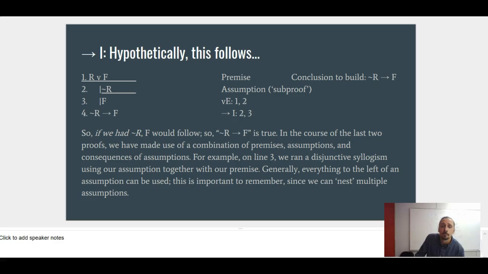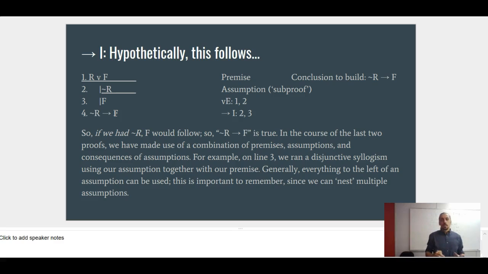Well, easy. I assume not R, right? And I create a little vertical line there. And I say, look, if not R, then by disjunction elimination, I can get F. Disjunction elimination says it's one or the other, but it's not the one, so it must be the other. So I can assume not R. I get F, because either R or F, not R, therefore F. So when I assumed not R, I could derive F, which means if not R, then F.